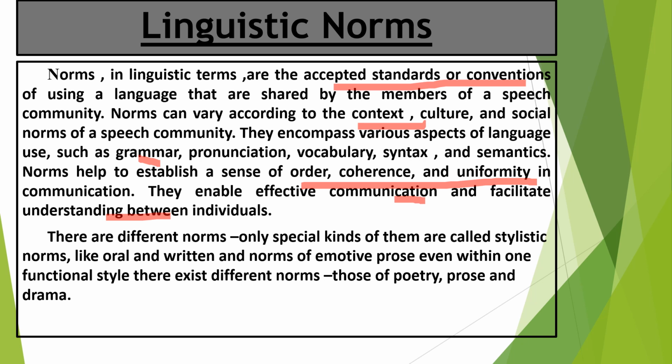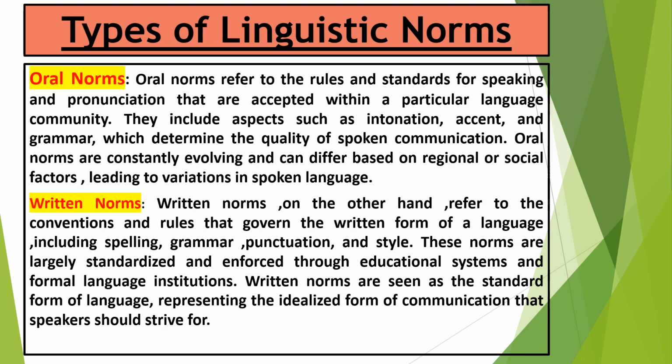And there are some types of these linguistic norms, and those are oral norms, written norms, and norms of emotive prose. We will start with the oral norms. Oral norms deal with speech and the pattern of speaking. Oral norms refer to the rules and standards for speaking and pronunciation that are accepted within a particular language community. This is also important. We need to focus on a language community.